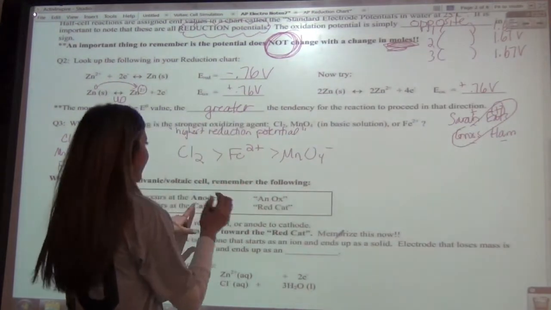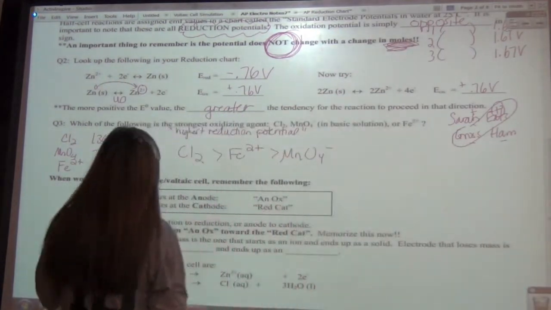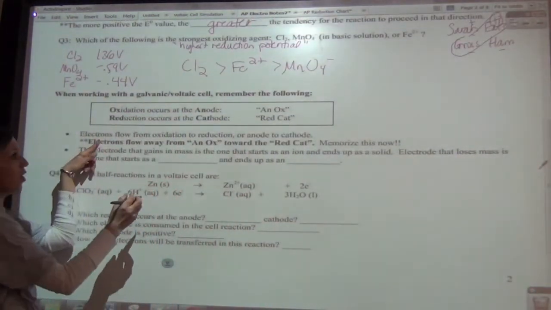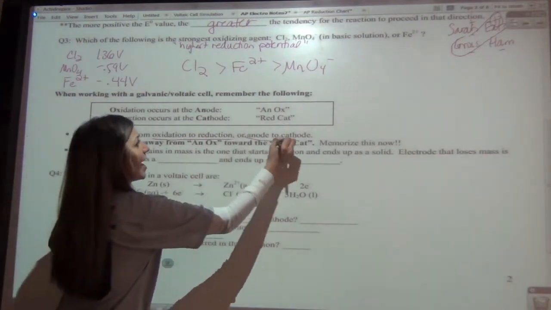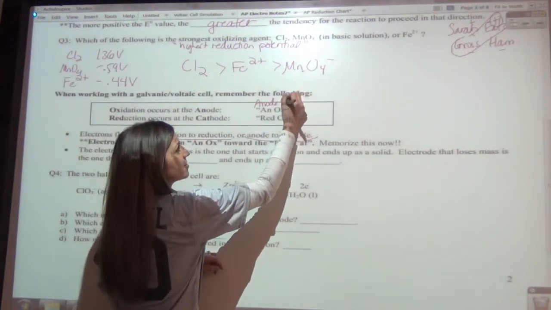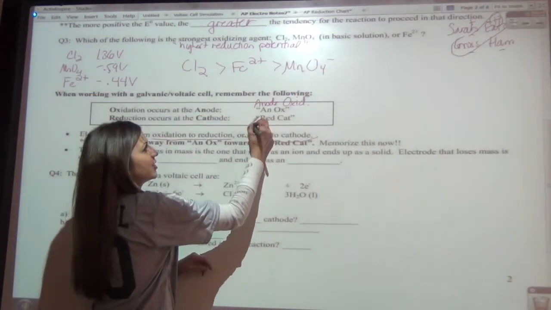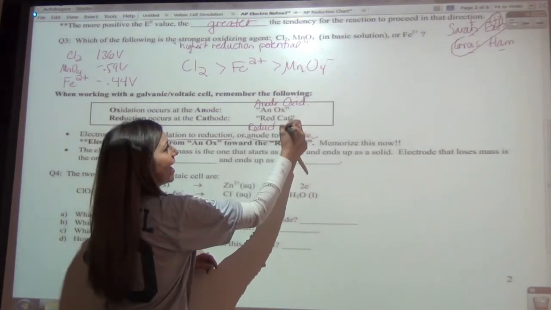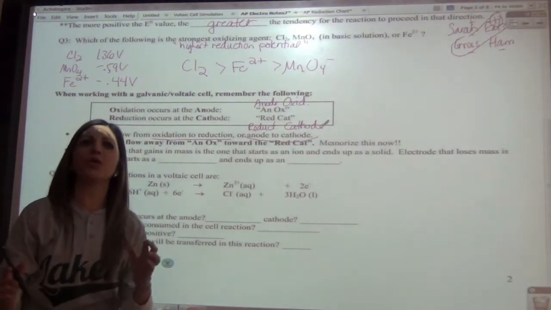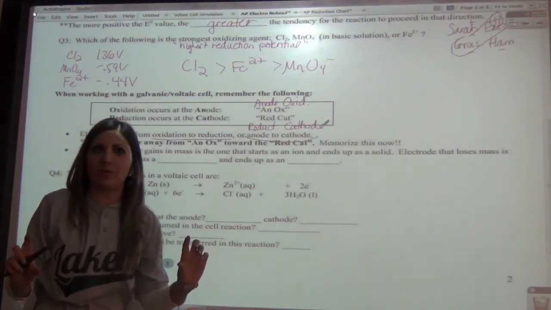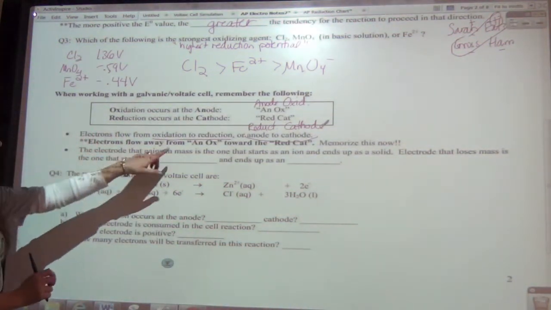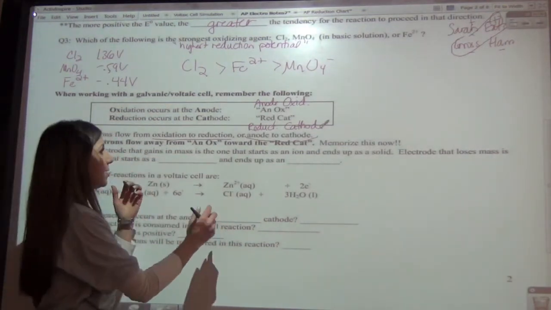Awesome. Okay, so in this case here, the words are going to help in a whole bunch of different ways, so I'm going to show you how this makes a difference. Electrons flow from oxidation to reduction, or anode to cathode. And so you can remember that an, ox, oxidation, and then red just stands for reduction, and cat would stand for cathode. Okay? Typically, the anode and the cathode are metal pieces that were put into the solution. So they'll call one the anode and one the cathode. So electrons flow away from the ox toward the red cat, and memorize this now.